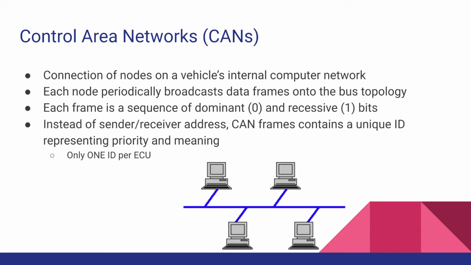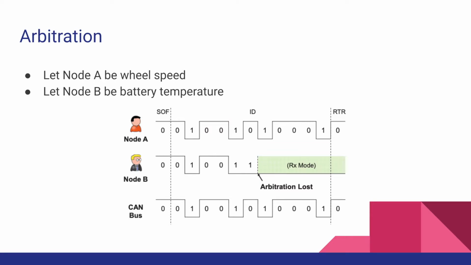But then the question comes up to be, what if two nodes or two ECUs have a message that they both think is important that they want to send at the same exact time? That's where arbitration comes in. So once the CAN bus is detected idle, a node with data that needs to transmit something starts a frame transmission by issuing a start of frame, or SOF, which is what you see on the left side of the screen.